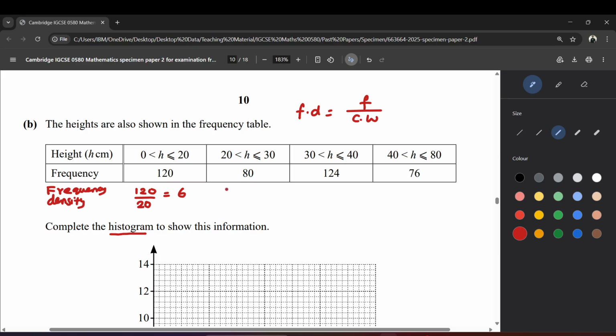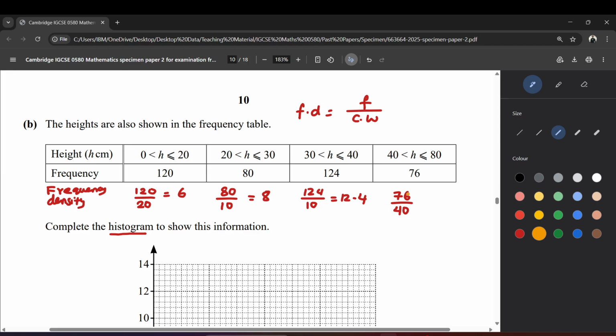So this should be 80 divided by 30 minus 20, which is 10. So that should be 8. Then we have 124 divided by 40 minus 30, that is 10. So that should be 12.4. Then 76 upon 80 minus 40, that is 40. So 76 over 40.